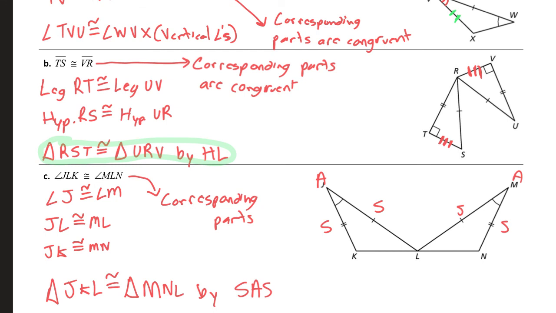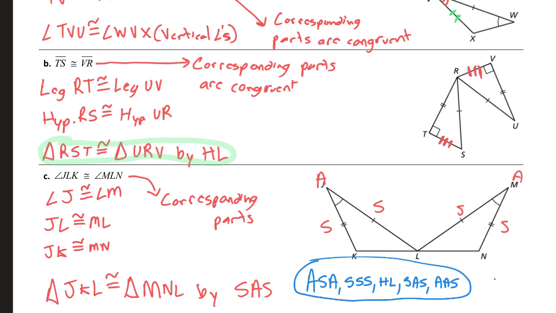So I'm going to write this in blue. Remember our theorems. We've got ASA, SSS, hypotenuse leg, side, angle, side, angle, angle, side. Those are our theorems. Okay? Just remember, SSA is not one of our theorems. That's important to remember. So we've got to be able to recognize which theorem is applied when.